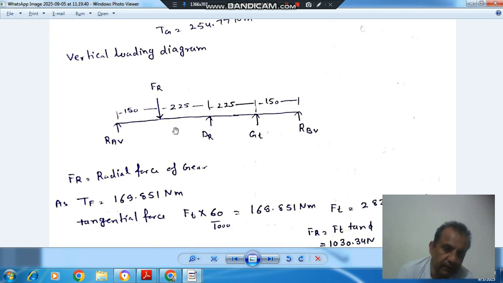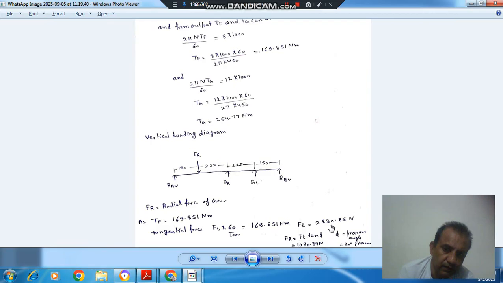tangential force and radial force. As torque at F is 169.851, from this we can calculate FT. The radius of this gear is given as 60 mm, so FT is 2830.85 Newton. FT into R is equal to the torque. Now the radial force can be calculated as FT tan phi, assuming the pressure angle is 20 degrees, so it will come out as 1030.34 Newton.